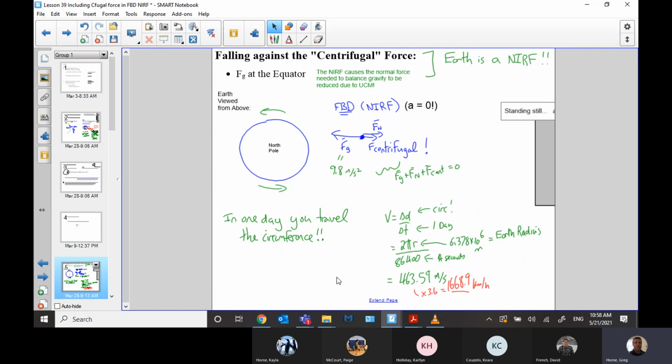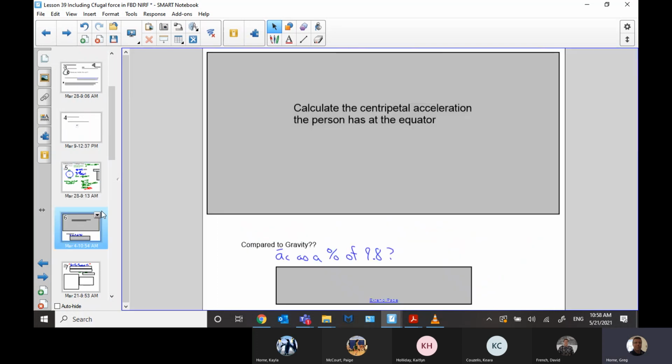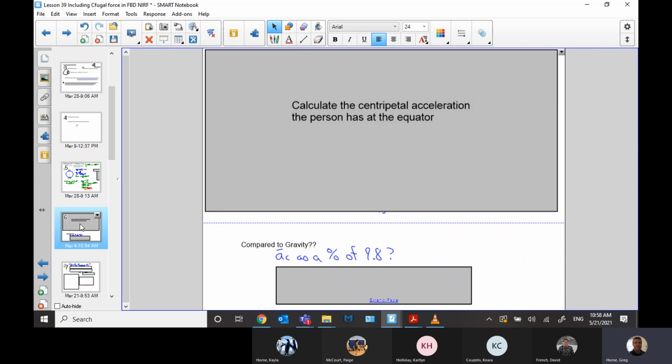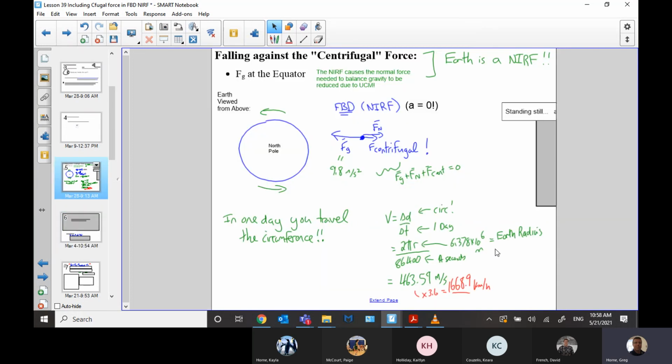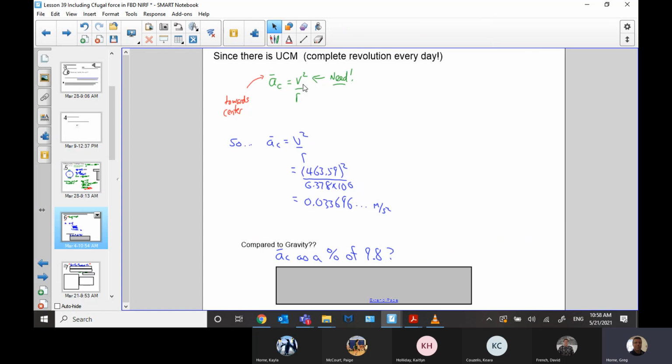Kind of weird to think about that. Just on such a huge radius, of course, the effect is pretty small. It'd be hard to notice, but it's not something we can't measure. So we're going to calculate the centripetal acceleration that a person has at the equator due to this quite large velocity, just traveling around with the rotation of the Earth, right? So centripetal acceleration is easy. It's just v squared over r.